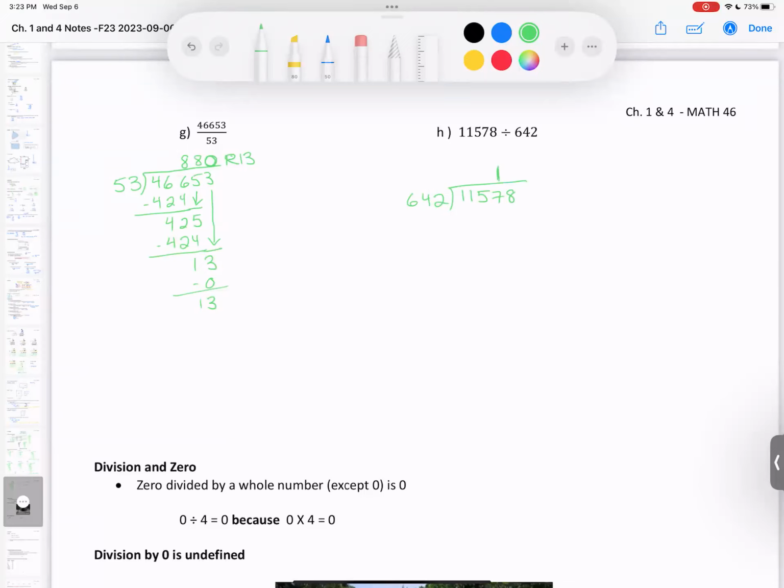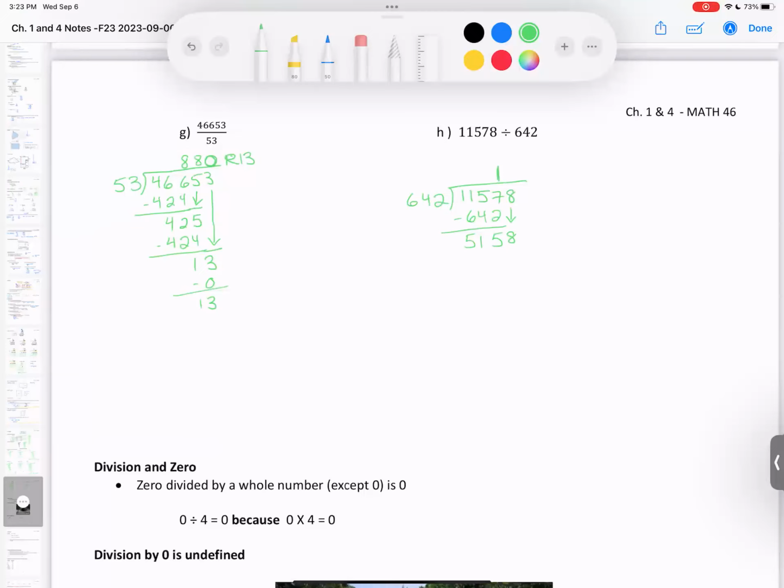So 1 times 642 gave me 642. So that's what I'm going to subtract down here. And that leaves me with 515. Once I subtract, I'm allowed to drop down my 8. And now we need to know, how many times does 642 go into 5,158? It's going to be a pretty high number.